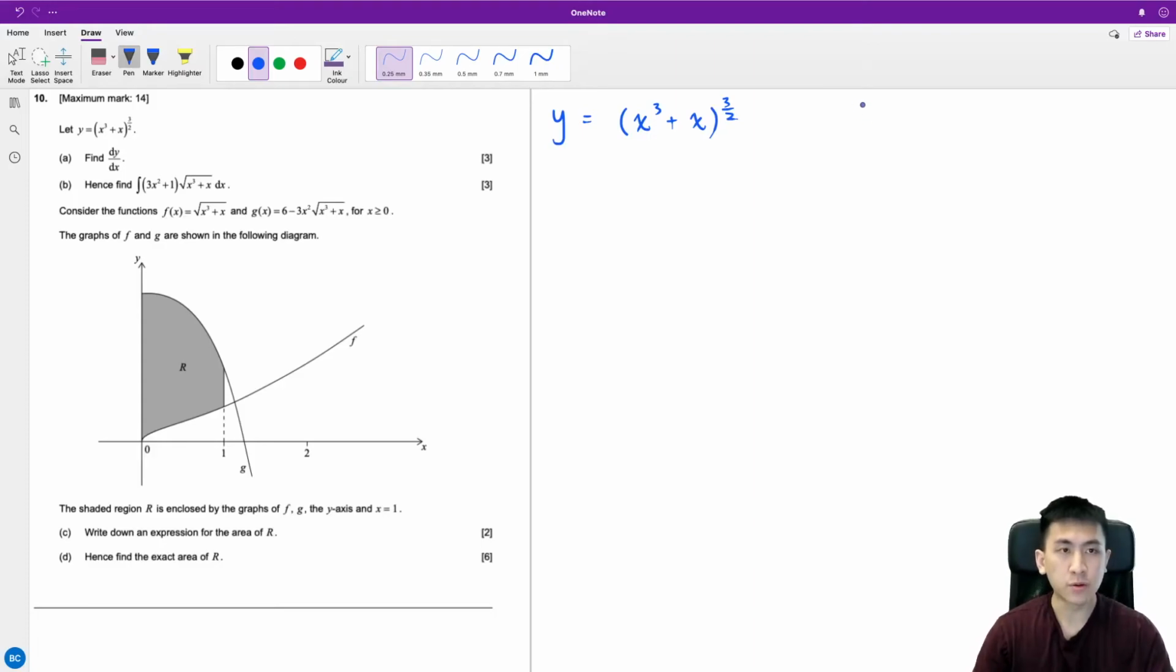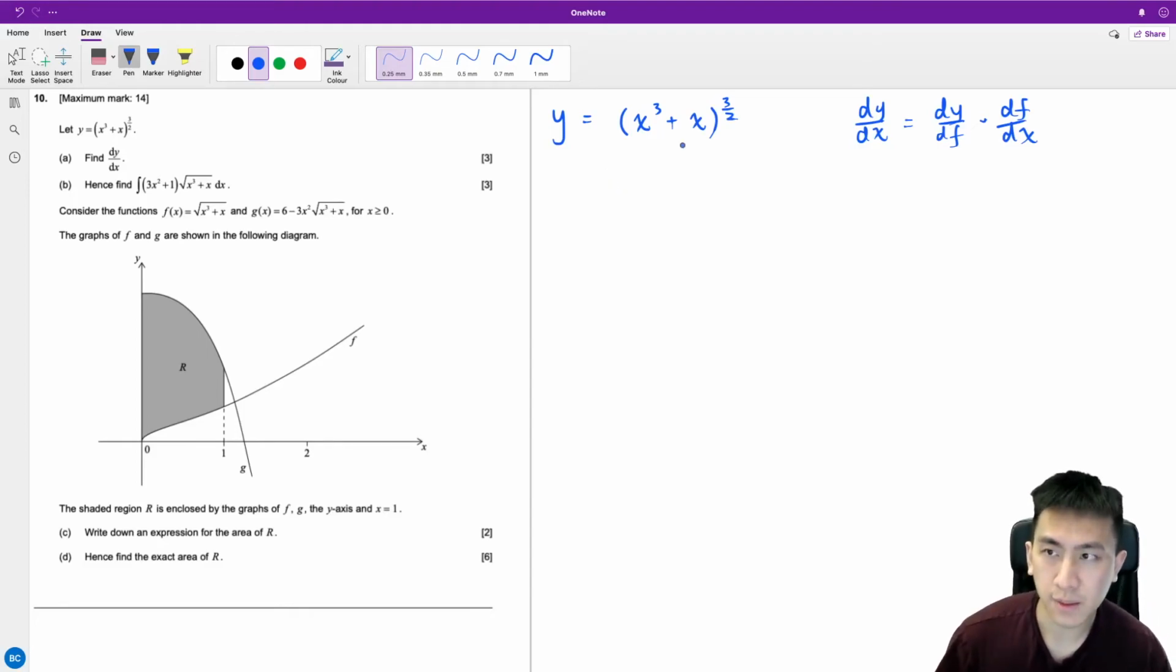Because I think the chain rule that you see is something like this: dy/dx, and then that will be dy/df, and then df/dx, something like that. That's the chain rule that you learn. Well, it's quite hard to understand what it means if you have no idea how everything's working anyway. So the way I remember chain rule is a bit easier.